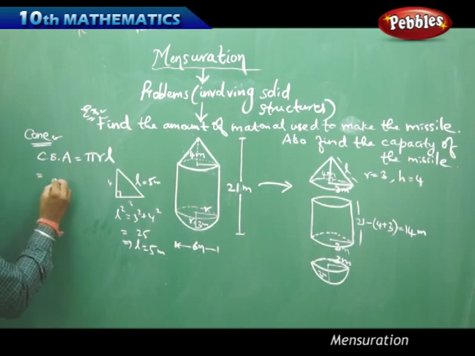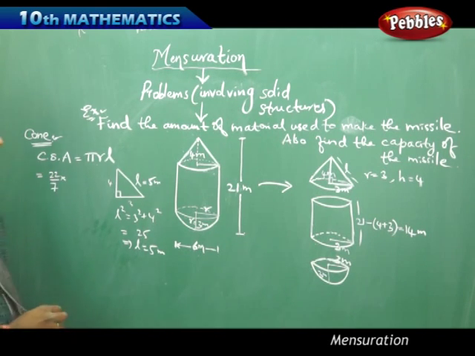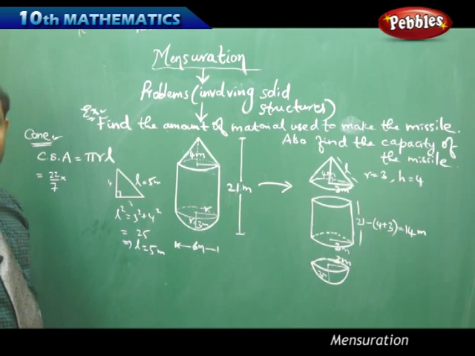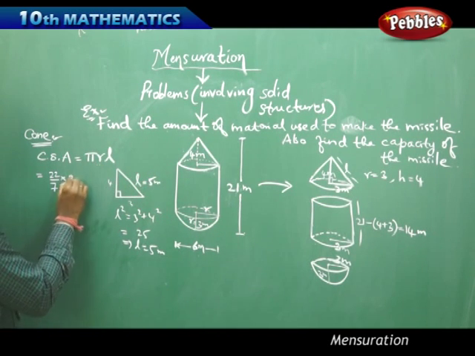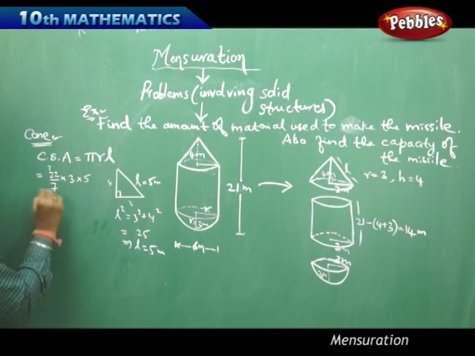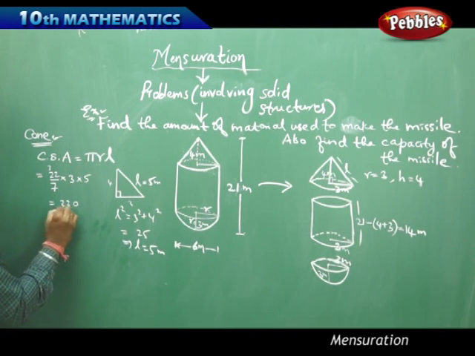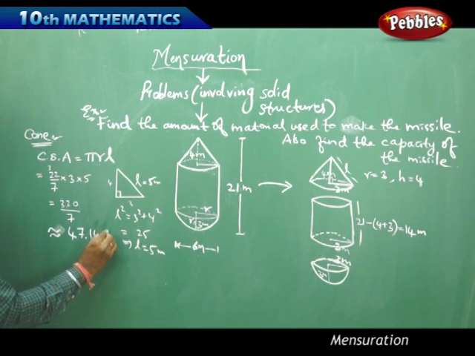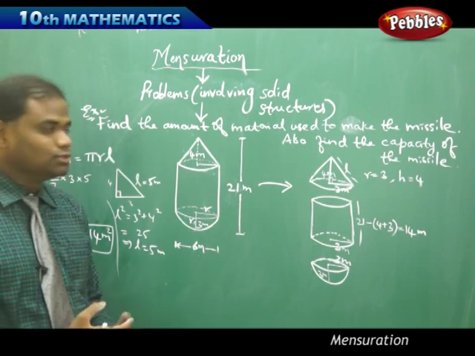Therefore, substituting here, I get pi r l, which is 22 by 7. Because the question doesn't mention anything, I can use pi as 22 by 7, until and unless mentioned in the question specifically. And the radius, which is 3, times the slant height, which is 5. So 5 threes are 15, 15 twos are 30, which is 330 by 7, which is approximately 47.14 meters square.